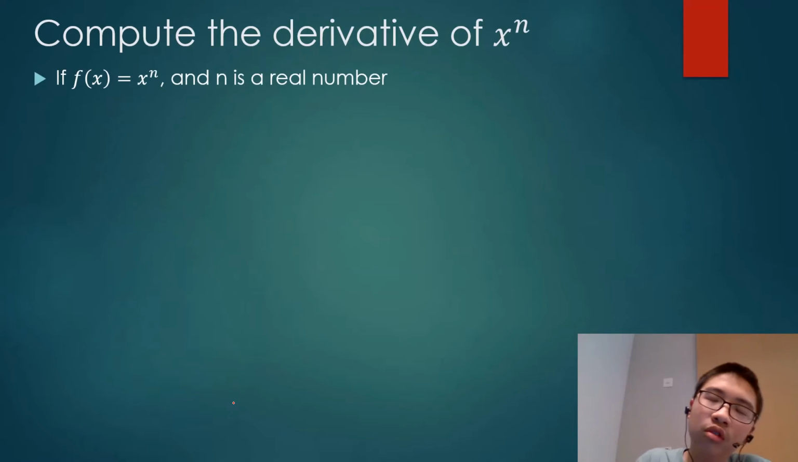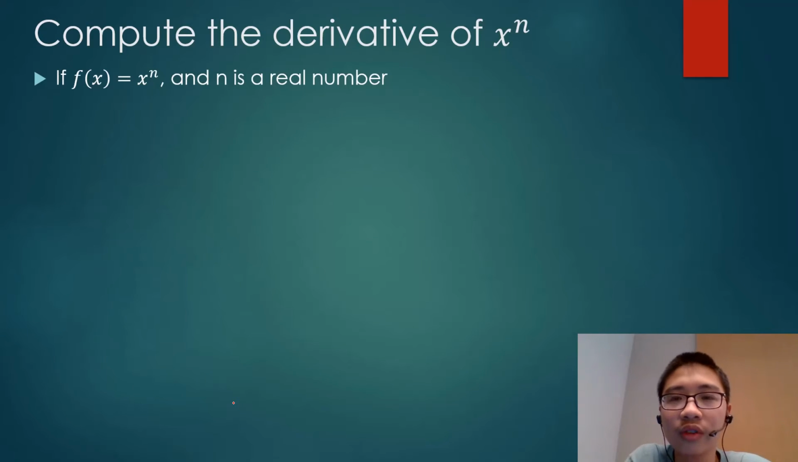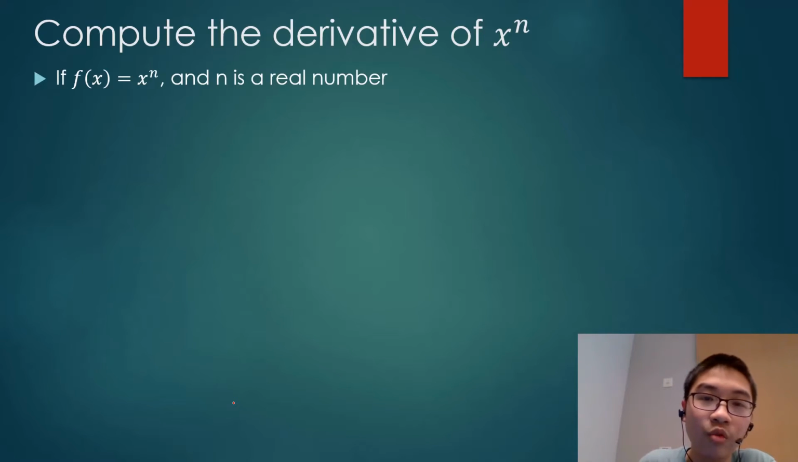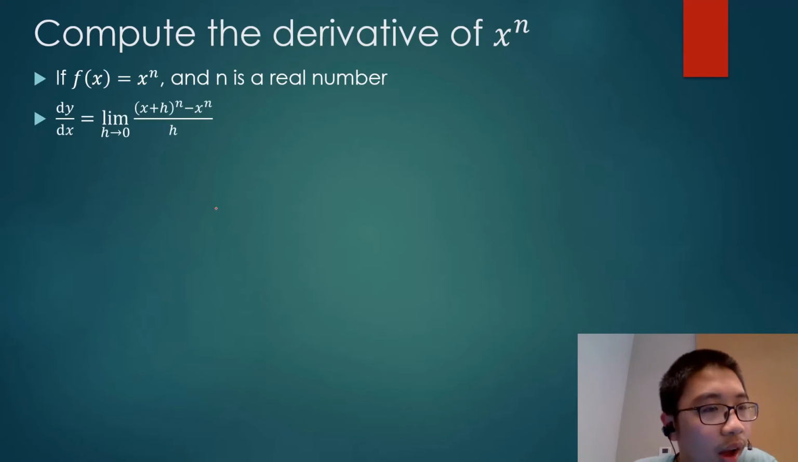Okay, so let's take a look at the first kind of function, x to the nth power. n is some real number. I don't know what this real number is. It can be 1, 2, or 1/2 or pi. No matter what that real number is, it always works. Okay, so now we plug this expression into the definition of the derivative.